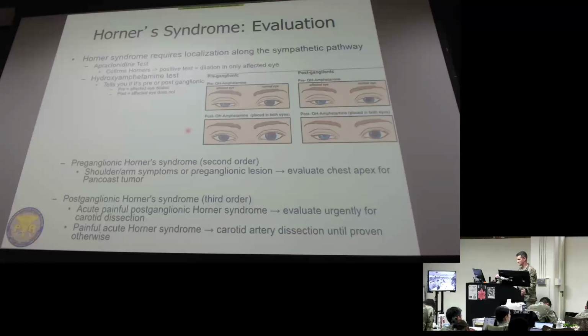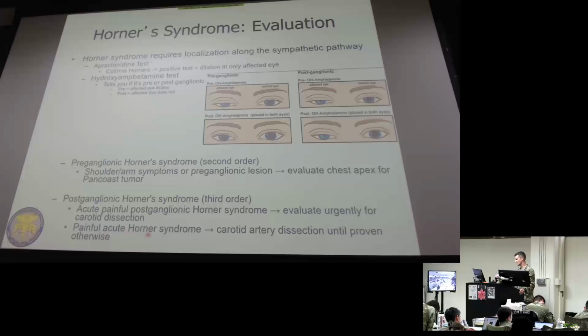The two different things that matter: if it's a second order, so coming down from the brain up until the point of being that preganglionic lesion, we think shoulder and arm symptoms. With a preganglionic lesion, we have to look at the apex of the chest because we can very classically associate it with a Pancoast tumor. That's a lung tumor that happens towards the top of our lungs. After that hits the ganglionic pathway and goes out from there, we can see acute painful postganglionic Horner syndrome. We need to evaluate them for a carotid artery dissection pretty quickly.